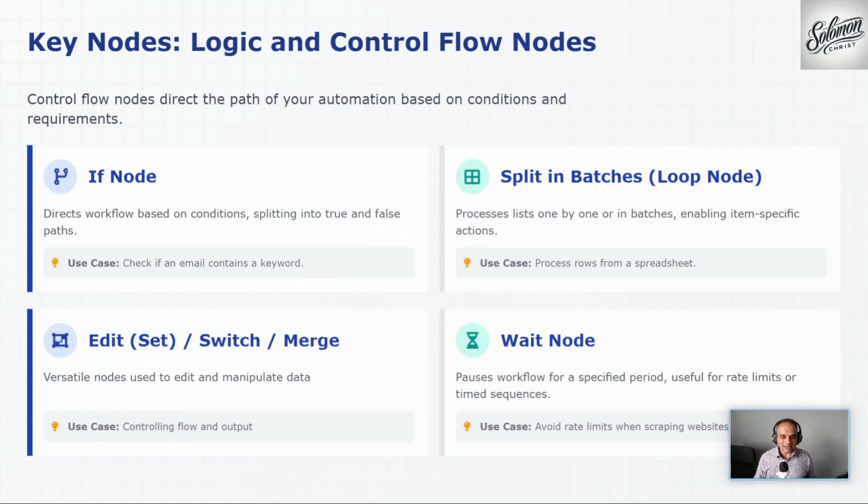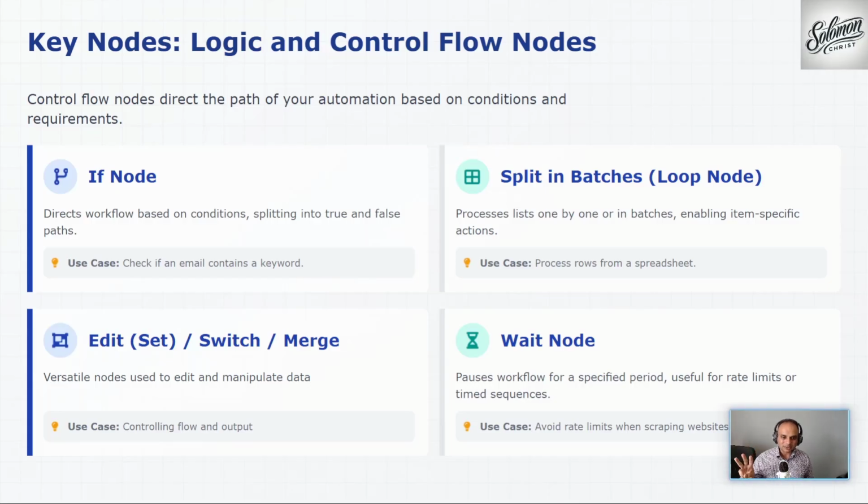The next one is split in batches, or the loop node. And this one allows you to take data and loop through it one item at a time. So this is great for those spreadsheets where you have to do a lot of logical items on top of every single row in the spreadsheet. And we're going to see that in the project inside of this program. But the point is the loop node is so important and we use that everywhere.